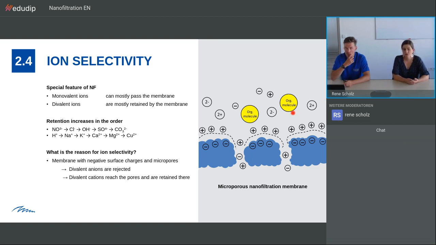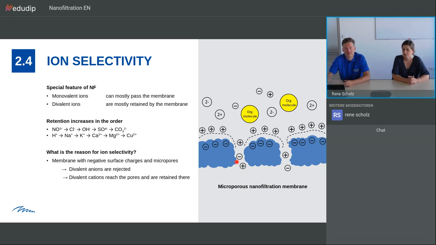Then we have also anions. For example, we have divalent anions, so 2- here. These anions are simply rejected by the membrane because of the negative surface charge, and they cannot pass the membrane, mostly. Then there are the monovalent anions with only one charge. Here the rejection is not so strong, so these ions can partly pass the membrane through the pores, as you see.